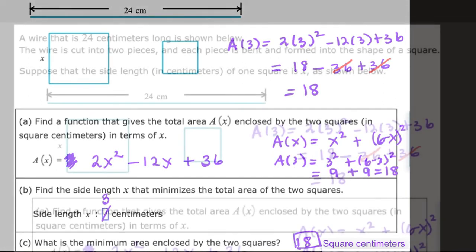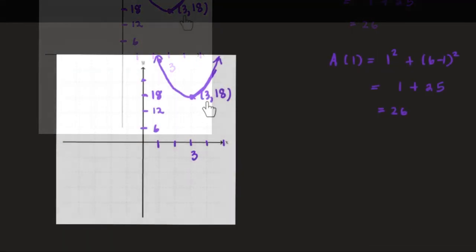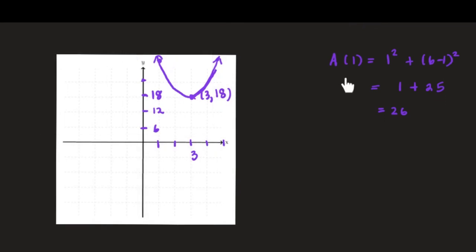So graphically, what does this look like? Here's the graph of our parabola with the vertex (3, 18) shown, and then I evaluated the area at 1, and I got 1 squared plus 6 minus 1 quantity squared, or 1 plus 25, which is 26. So here's the ordered pair (1, 26), and because of symmetry, if I'm 2 to the left of 3, which gives me 1, 2 to the right of 3, which gives me 5, we'll have that same y value of 26. So there's my parabola.